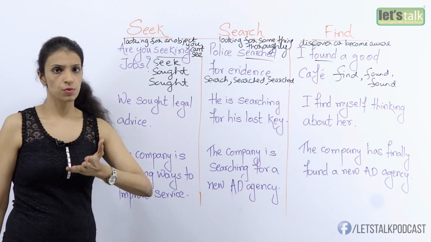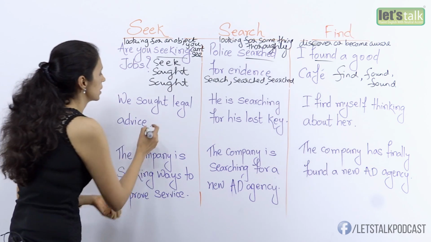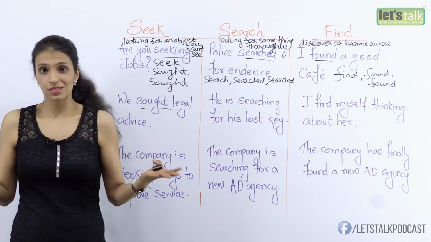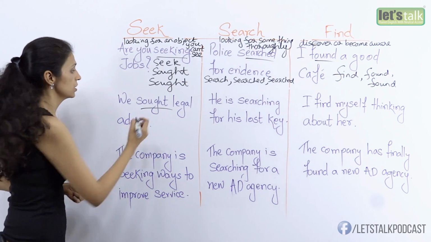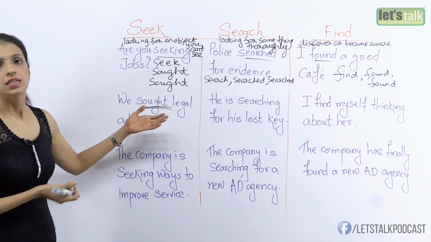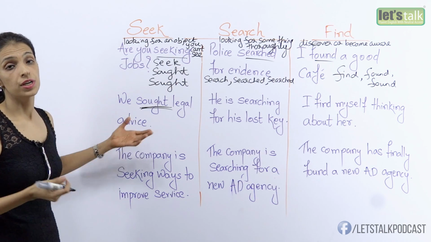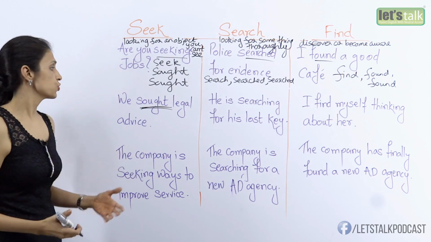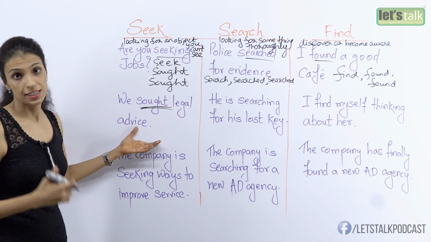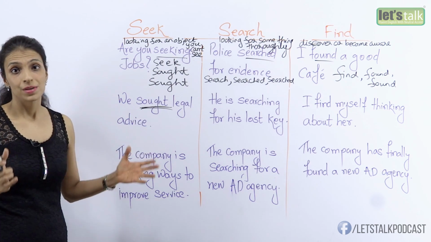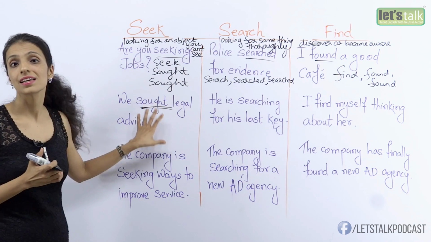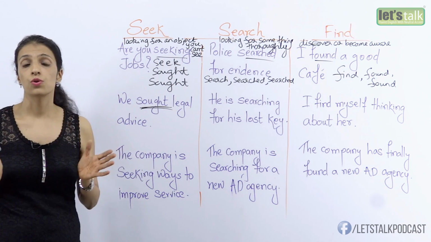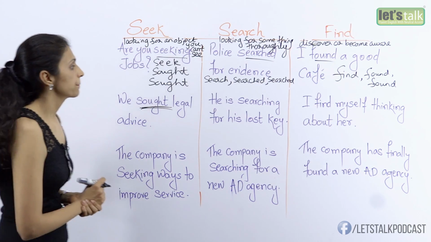Now let's take a look at some more examples. We sought legal advice. Now, advice is something that I can't see. Can you see advice? No, but you can take advice, right? So when you sought, I've used the past tense. We sought legal advice. We were in the midst of a case and we had an issue at work. So I decided to seek legal advice and I sought it. That means I got legal advice. So you do not say we searched or we found. No, you sought it, right?